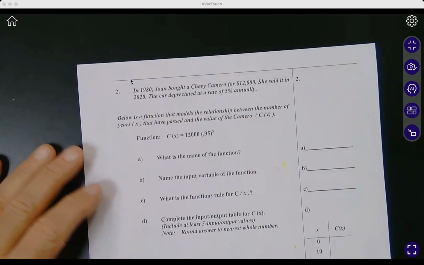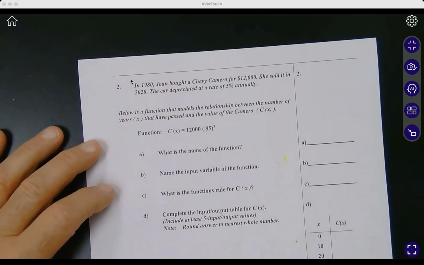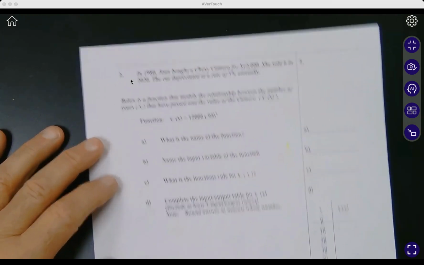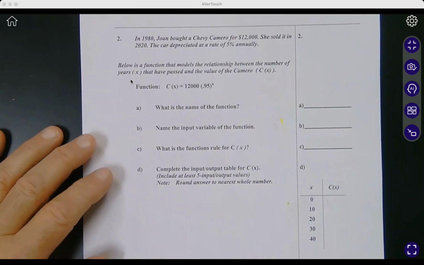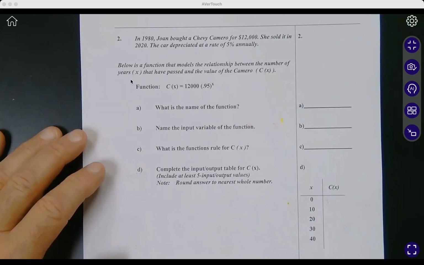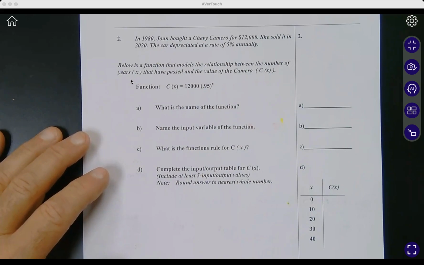Number 2, in 1980, Joan bought a Chevy Camaro for $12,000. She sold it in 2020. The car depreciated at a rate of 5% annually. Depreciated means it lost value. Below is a function that models the relationship between the number of years, X, so X represents the number of years that have passed since Joan bought the car, and the value of the Camaro, C of X.